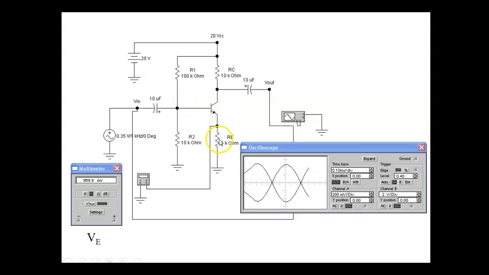But what would cause this to go real low? Another thing would be if I lost IC. If for some reason I lose IC, then we lose beta. And this resistor over here is no longer seen as times beta. So it'd be a 1K in parallel with 10K. So now the 1K is setting the beta.